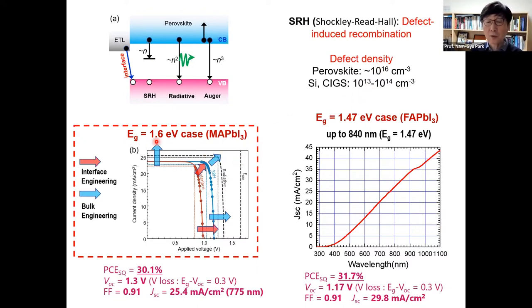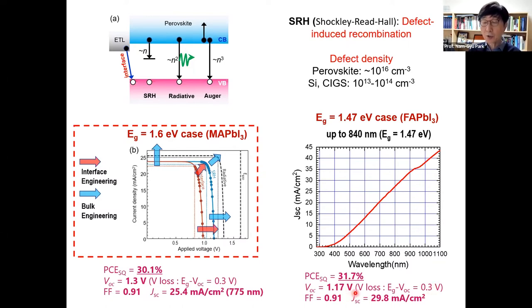For the case of 1.6 eV, such as MAPbI3, by interfacial engineering and bulk engineering, we can get 30.1% efficiency. In this case, the open circuit voltage will be 1.3 volt, the fill factor will be 91%, and the short circuit photocurrent density will be about 25 milliamps per square centimeter. And if you switch this material with the lower band gap FAPbI3, such as 1.47 eV, you gain more short circuit photocurrent density, being close to 30 milliamps per square centimeter.